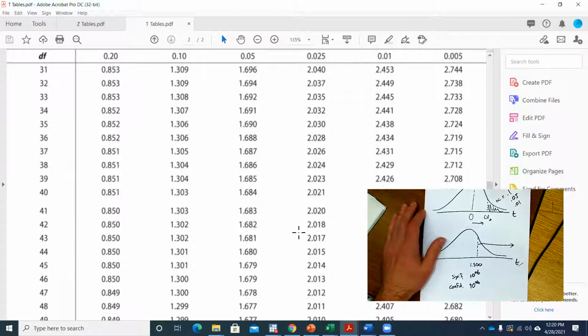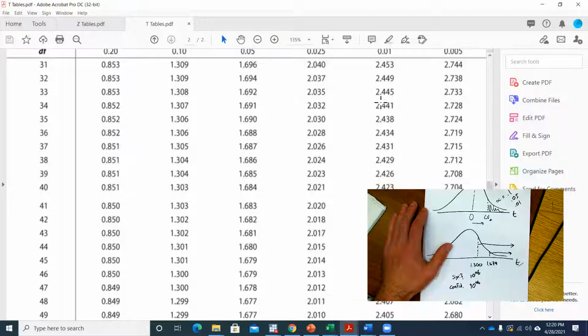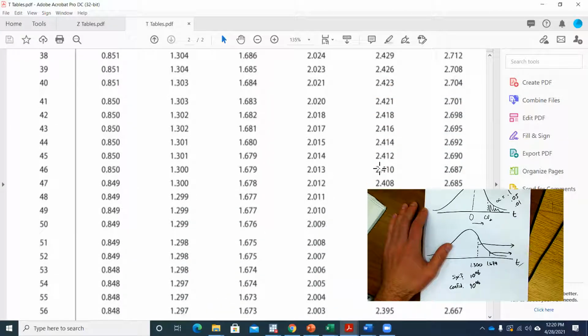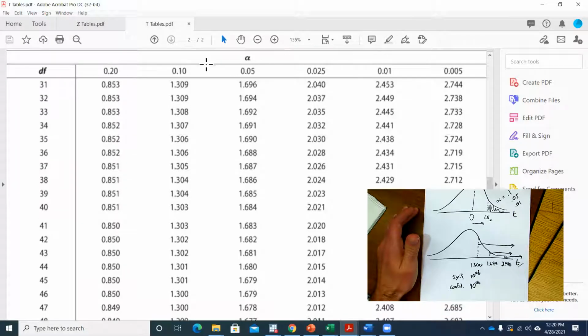The next alpha I wanted was 0.05, so area in the tail of 0.05, degrees of freedom 46, 1.679. Here's my rejection region. And then the final one, I wanted the area of 0.01. So I'll scroll down here, degrees of freedom of 46, 2.410, and my rejection region is the area to the right. So really, I just have to go to that degrees of freedom and look up the 3 columns that correspond to my 3 alpha values, okay?